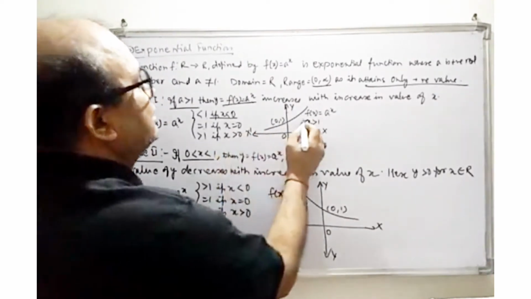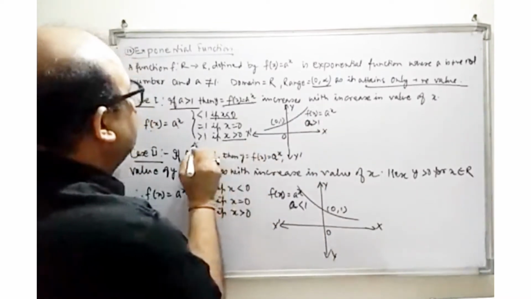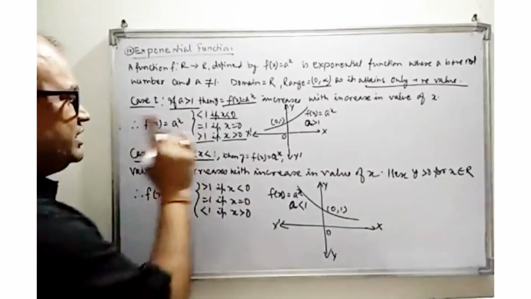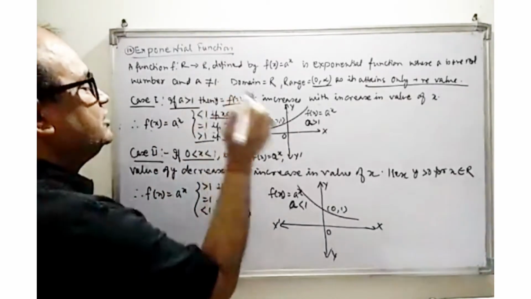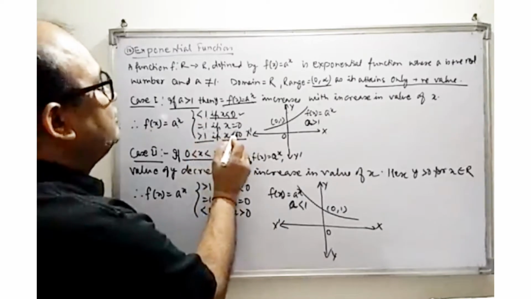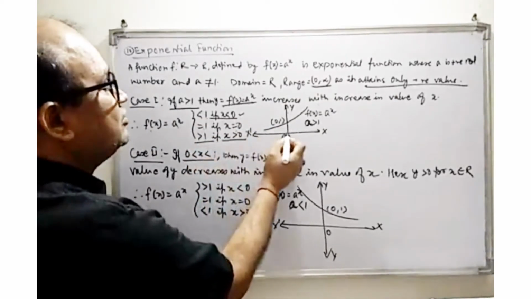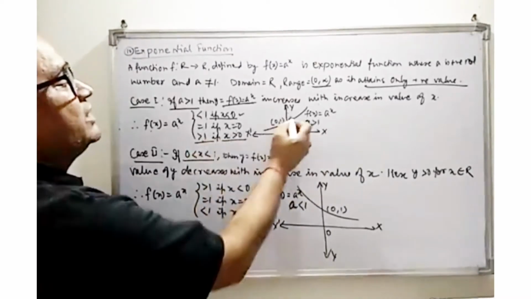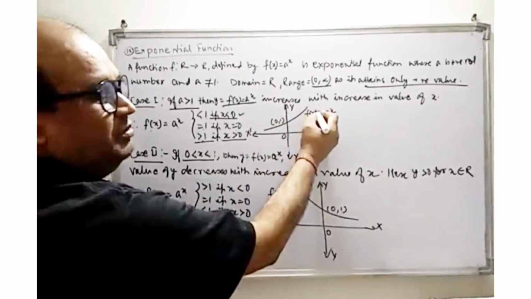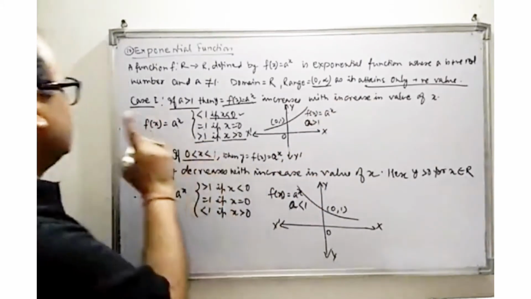So there are three conditions. If x is less than 0, it is less than 1. If x is equal to 0, then it is equal to 1. And if x is greater than 0, then it is always greater than 1. The graph will be like this. It increases.